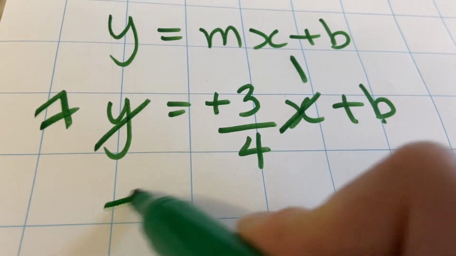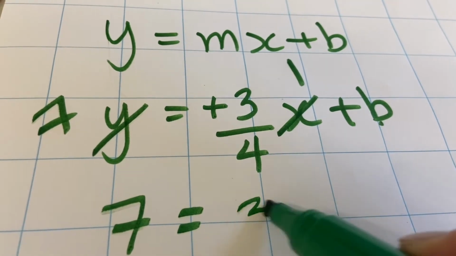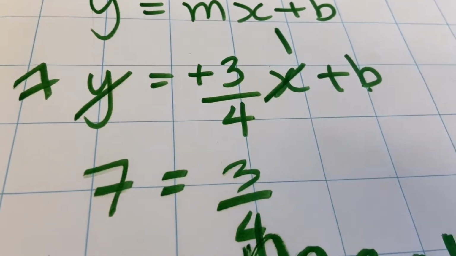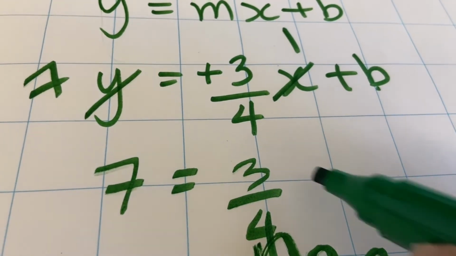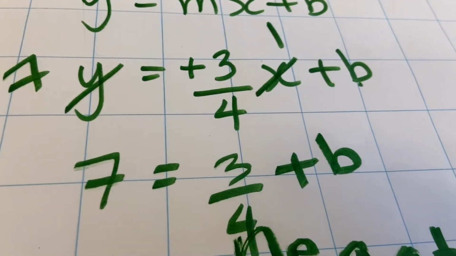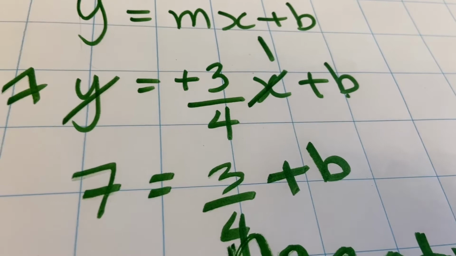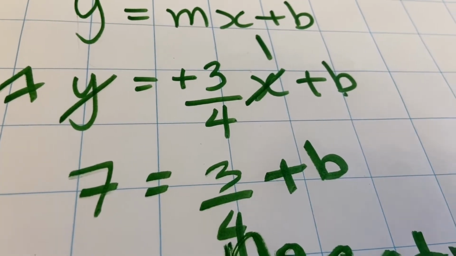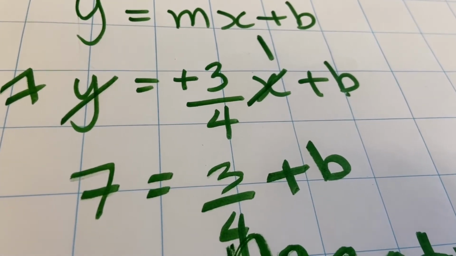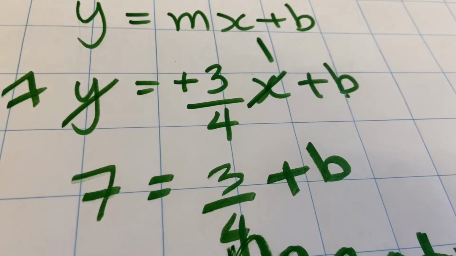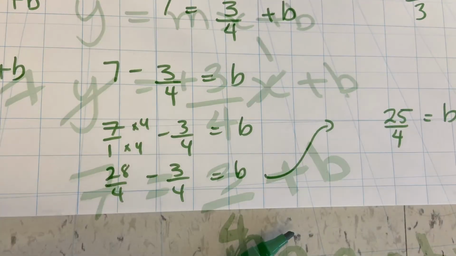So I have 7 is equal to 3 over 4, since 3 over 4 times 1 is just 3 over 4, plus b. I now need to move everything to the other side to isolate for b. How about you stop this video and you find what b should be right now? And look at the graph and see if it makes sense with the graph we have.